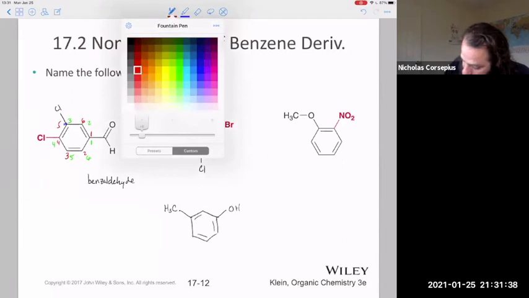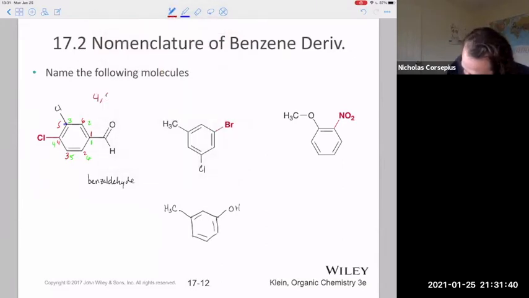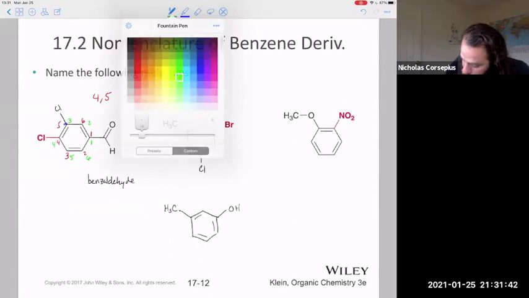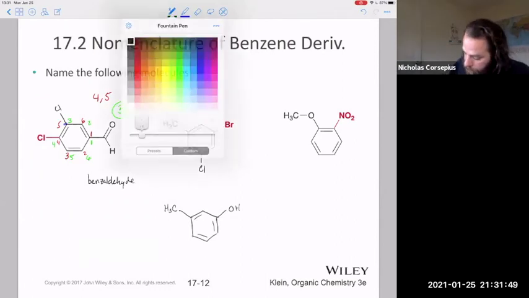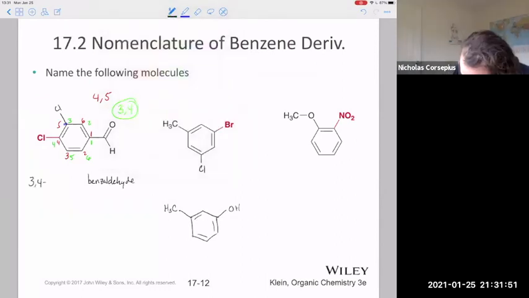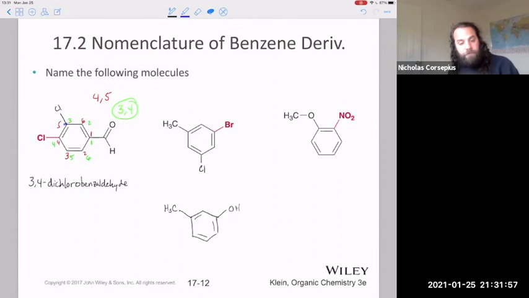The red, it would be 4 and 5. In the green, it's 3 and 4, so the green wins. So this is 3,4-dichlorobenzaldehyde, all one word. Okay. Let's do this next one here.